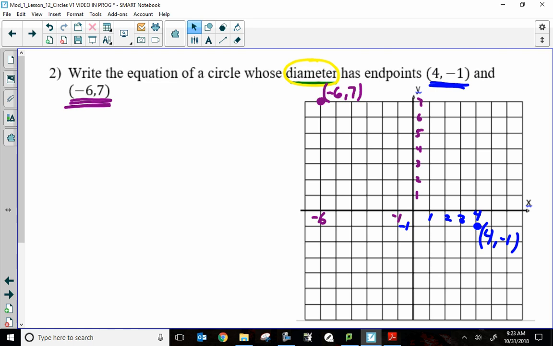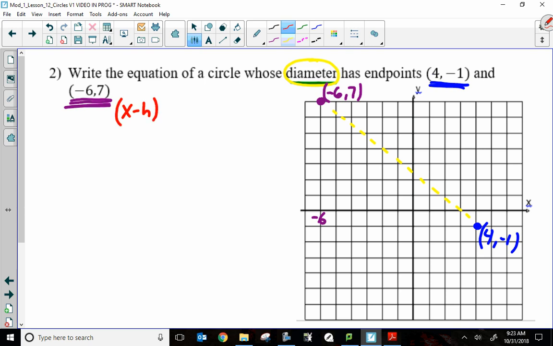So for the sake of ease, I'm just going to erase these things right here. And all I know is that that line that I make here, that's my diameter. It's not my radius. It's my diameter. That means that cuts my circle in half. My circle touches both those points. What do I need to come up with my equation of a circle? I need (x - h)² + (y - k)² = my radius squared.